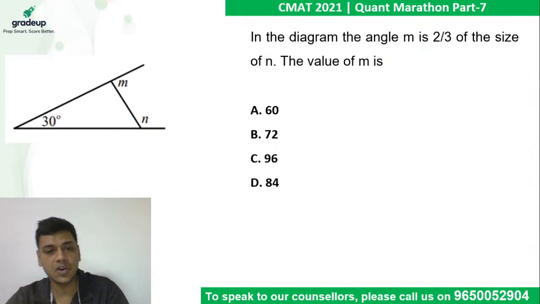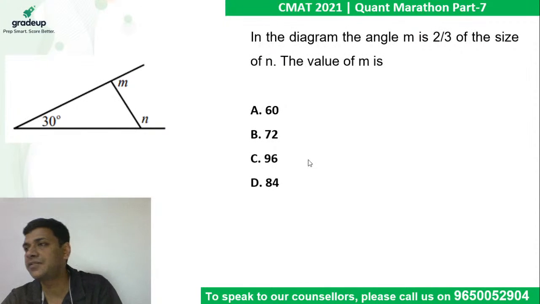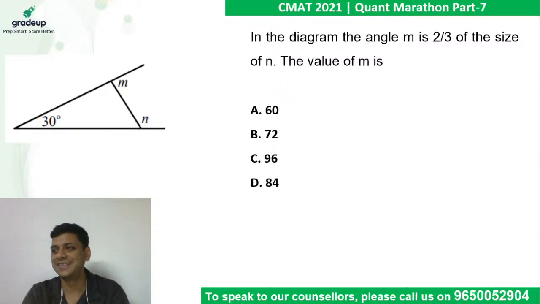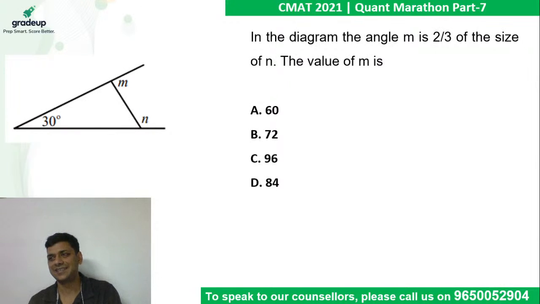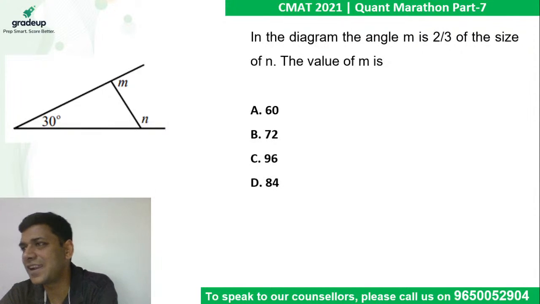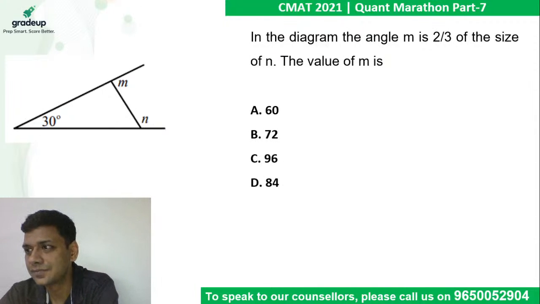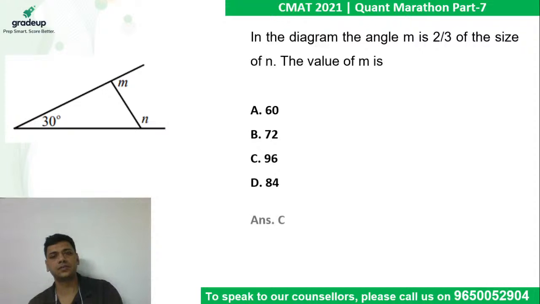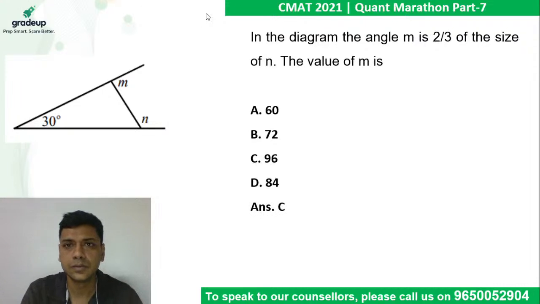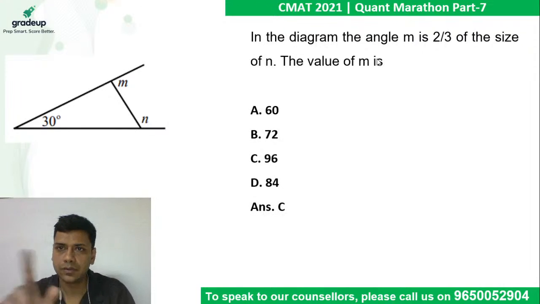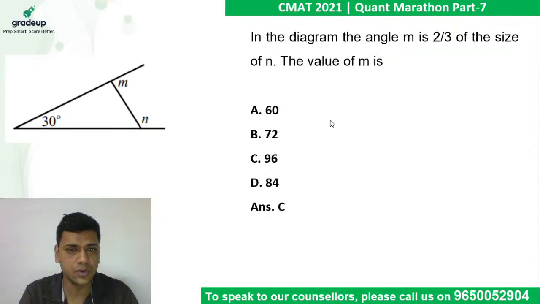So Jubin, the concept is sum of angles of a triangle is 180, nothing else. Sum of angles of a triangle is 180, nothing else. Yeah, that's the right answer, Nilesh. D, 84. No, it is 84. No, not C. It should be D.